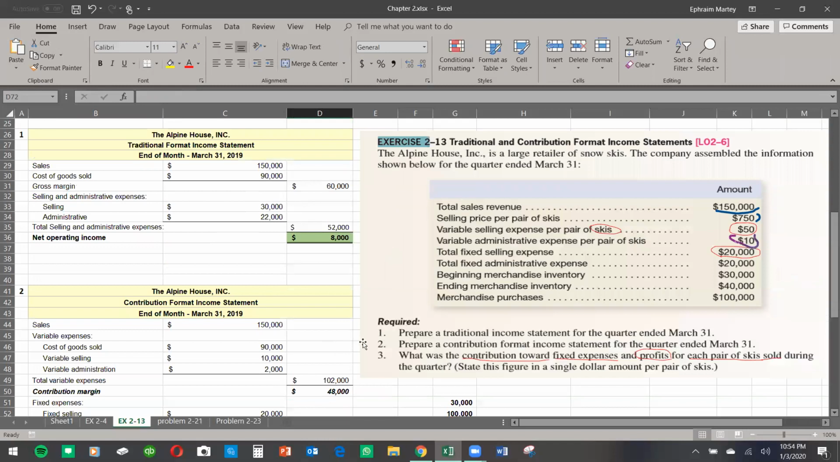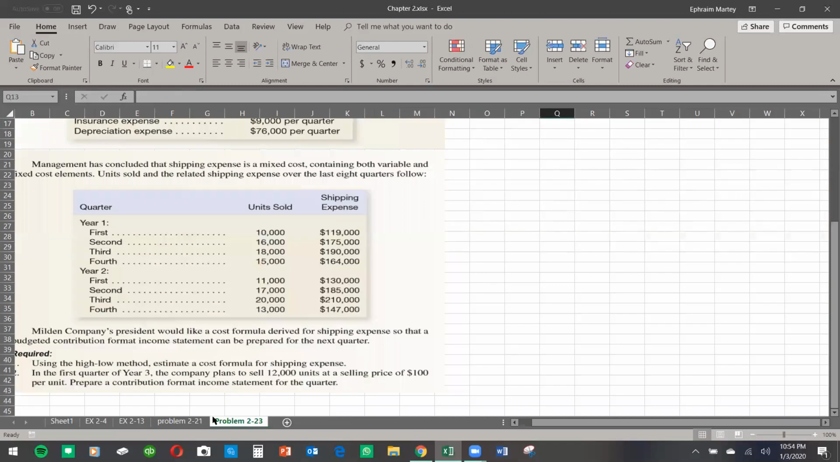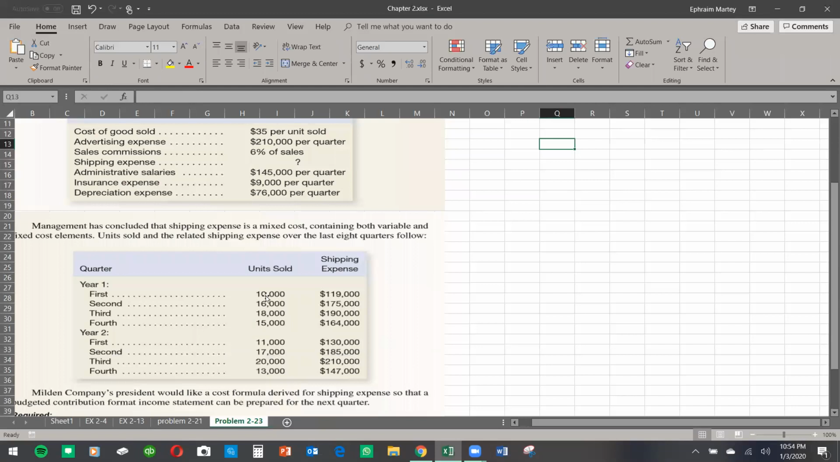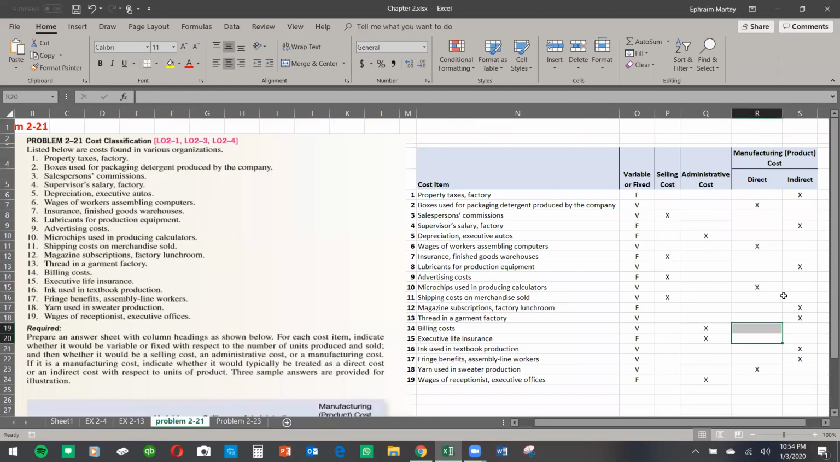I hope everything makes sense, and I hope this has been helpful. In our next video, we'll be solving the high-low method and contribution format income statement. But in the meantime, we have a problem here, and for the sake of time, I've already computed it. So feel free to pause the video and go through carefully and think about how these are classified into what they are right now.